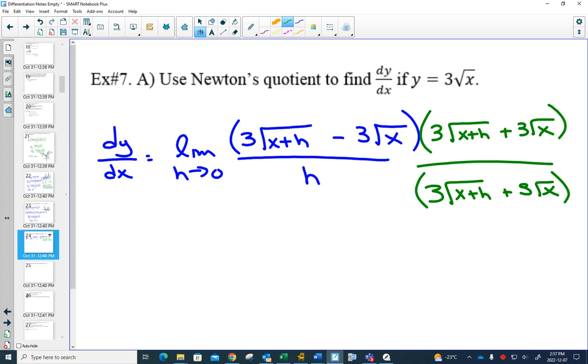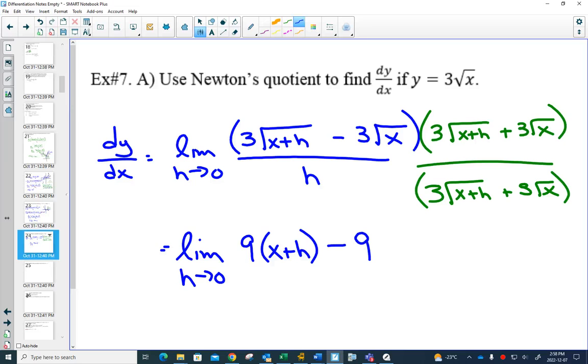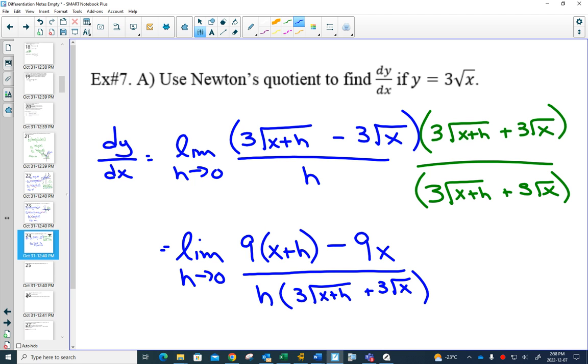That will make the top this one times this one. Can you see that 3 times 3, that would be 9. And root x plus h times root x plus h would just be x plus h. Minus this one times this one. Well, 3 times 3 is 9. And root x times root x is just x. Over. And on the bottom, I'm not going to multiply it out because I like it factored. I want to cancel out that h.